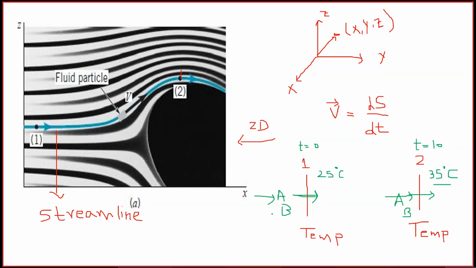Similarly, when person C passes and then person D passes, for all the persons the sensor at point 1 is measuring the same temperature, 25 degrees Celsius, and the sensor at point 2 is measuring the same temperature. The persons keep moving, A, B, C, D, E, going through these points, and at all the points the temperature is fixed at 25 degrees Celsius and 35 degrees Celsius, right? Yes, sir.